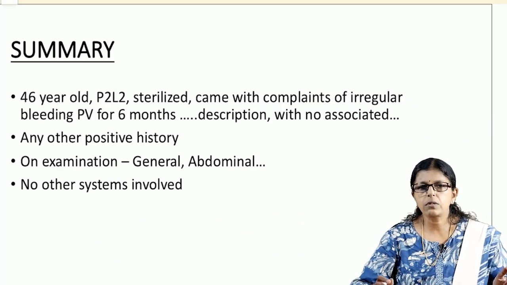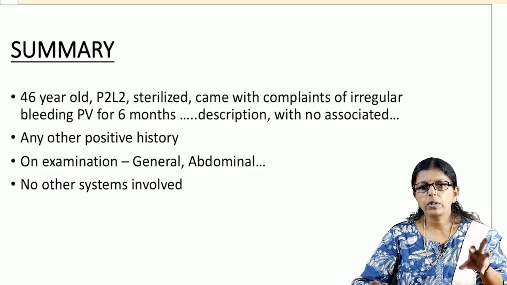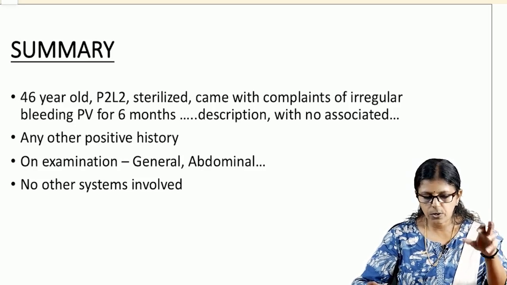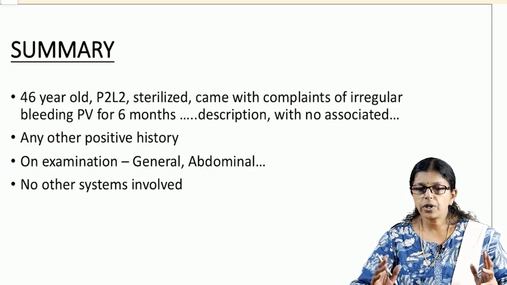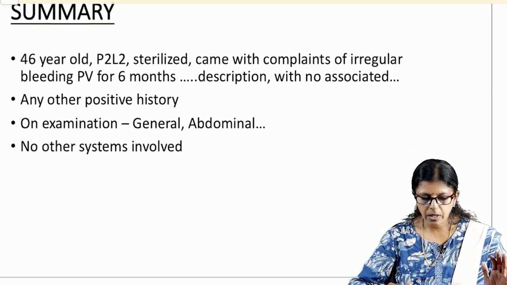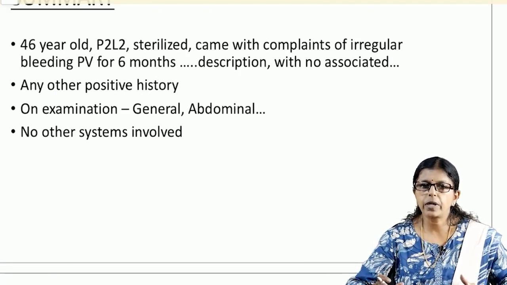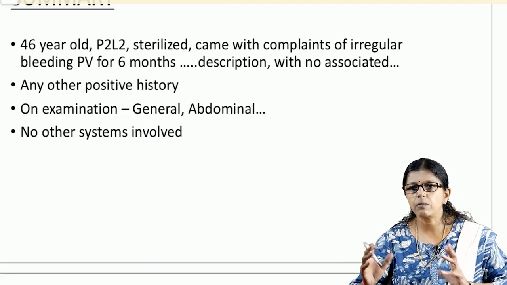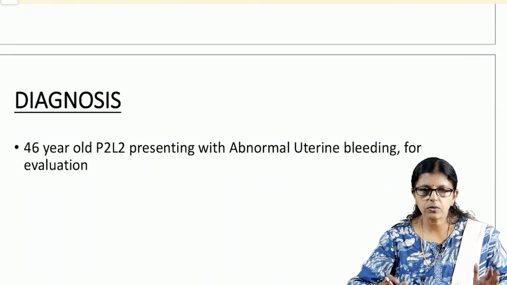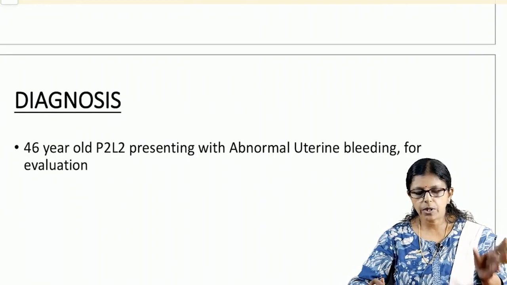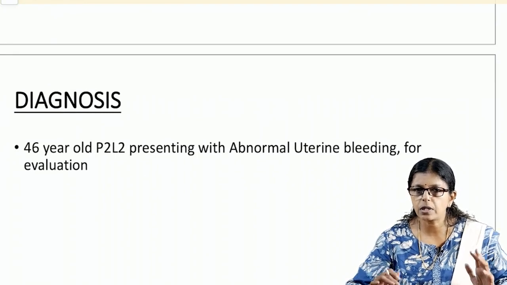You have your 46-year-old para 2 L2, who is sterilized maybe or not, with complaints of irregular bleeding lasting for so and so months. What is the description of the bleeding in your case? Talk about any other positive history that you have gathered. On general examination there is pallor, there are no other findings, and on abdominal examination you have seen a mass maybe, or you have not seen a mass. No other systems are involved, and your diagnosis will be 46-year-old P2L2 with abnormal uterine bleeding for evaluation. So, this is how you will be presenting your case.